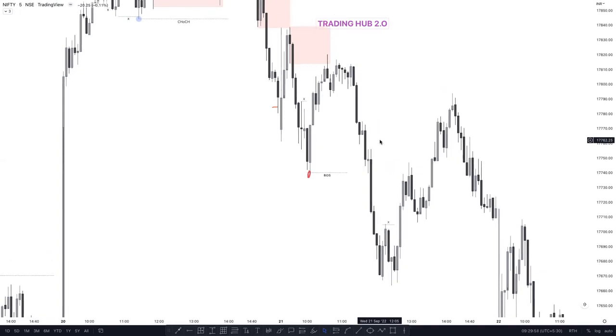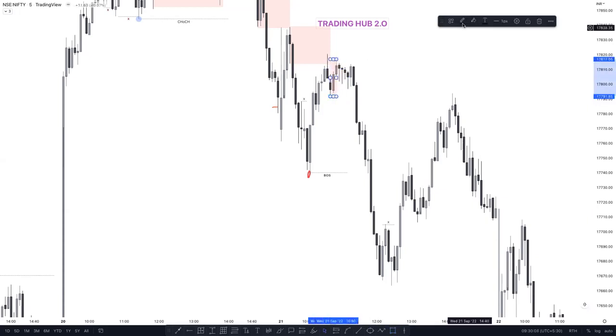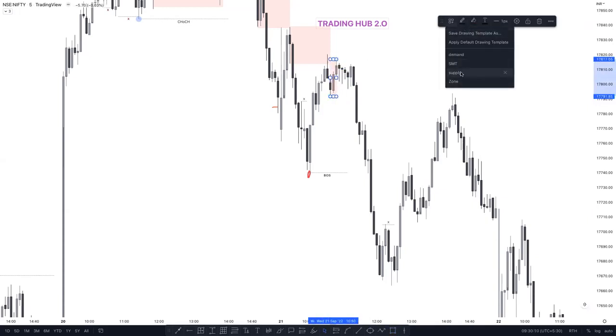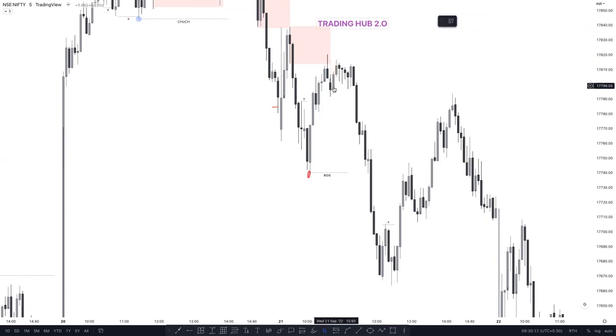After this inducement, where is our POI where we can sell? Only two zones are valid for the sell. First thing, here you have to mark where our last buying move before the drop is. So in this case, you can see this one is the last buying move before the drop, right?